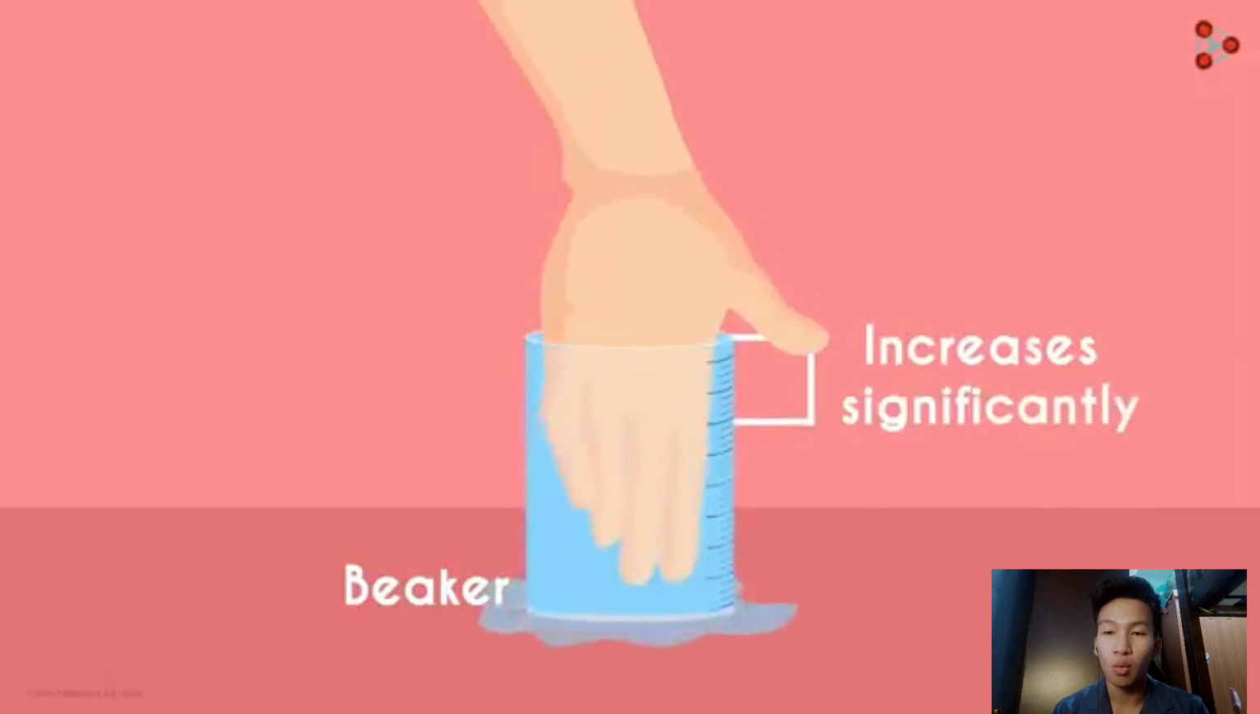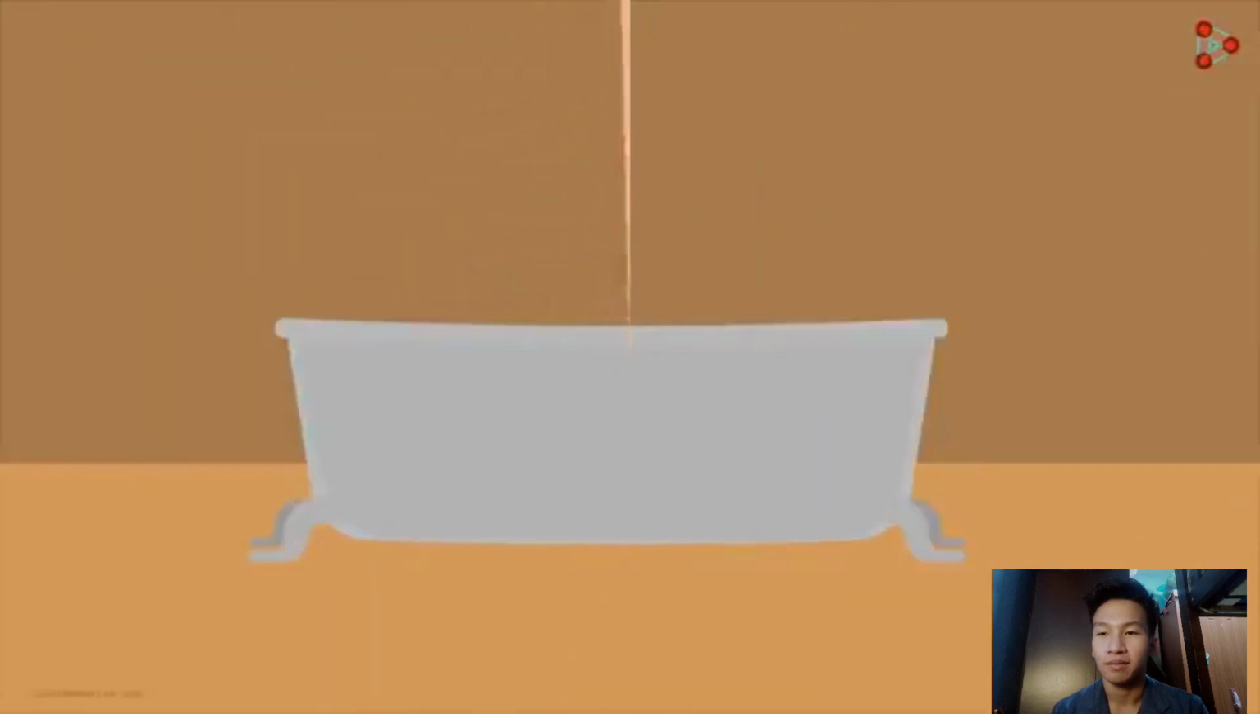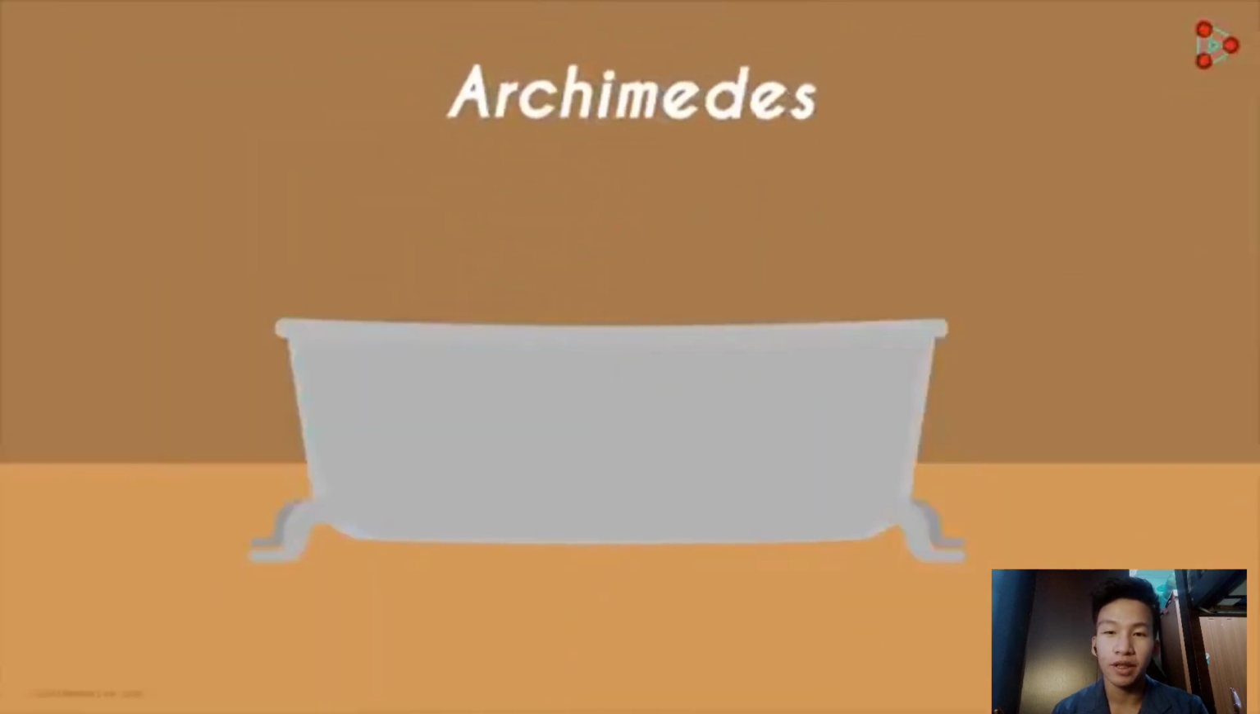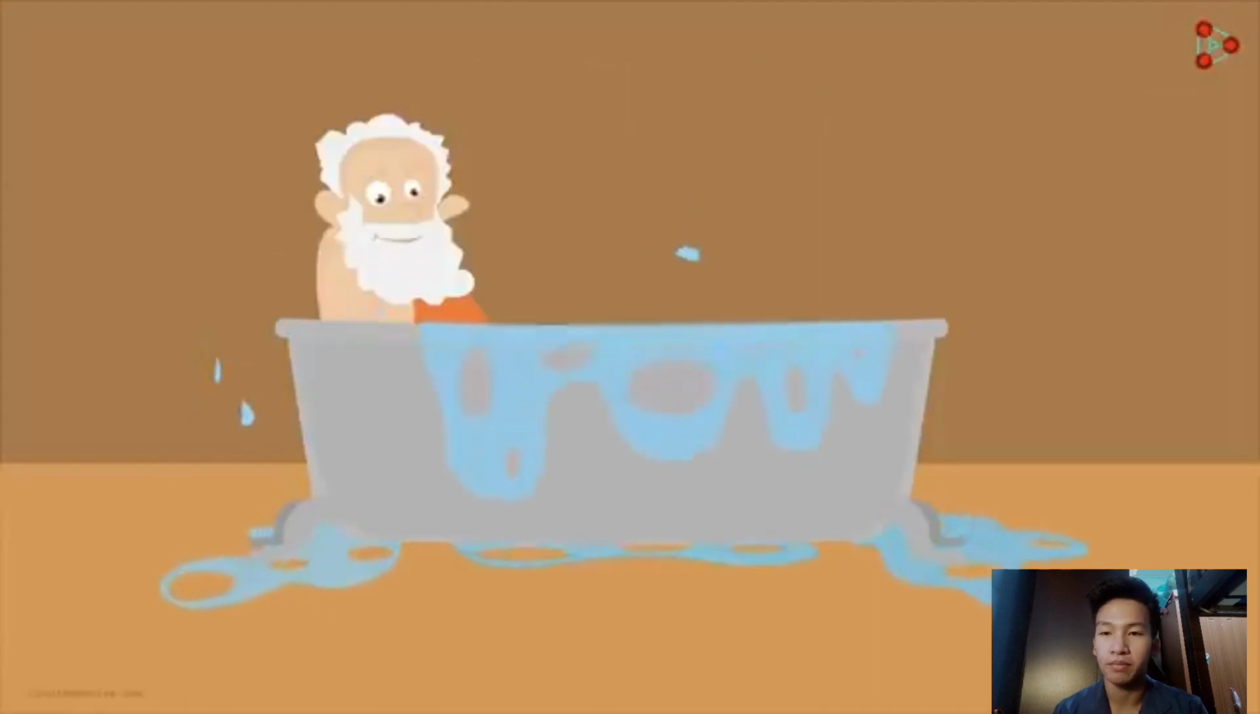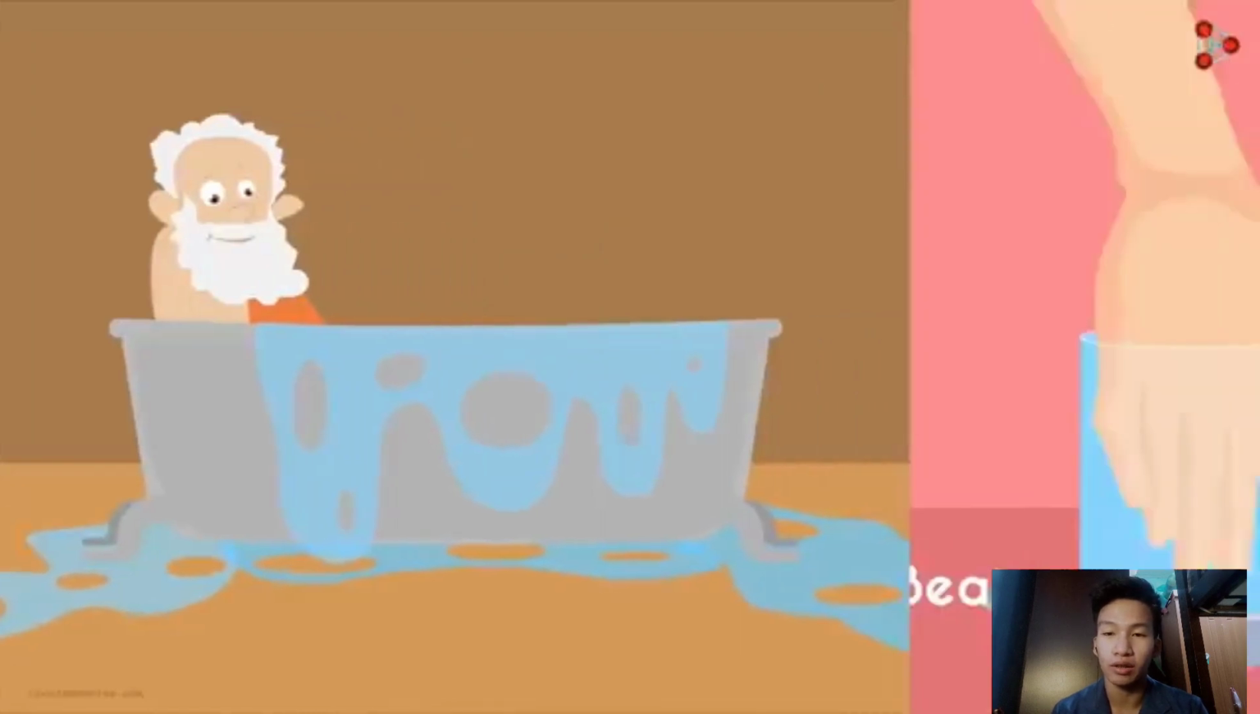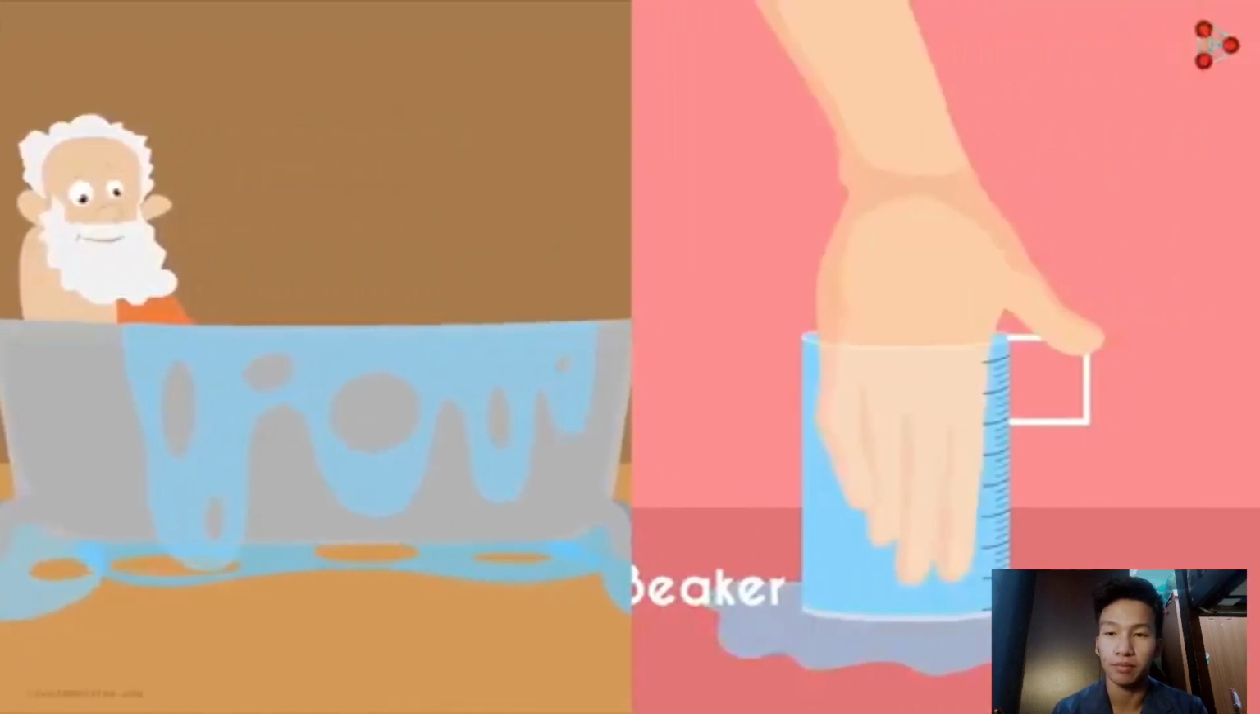increases significantly. The ancient Greek mathematician Archimedes observed something similar when he got into the bathtub. When he got in, he realized the level of the water went up. In both cases, you will notice the water is displaced by the object that goes in.